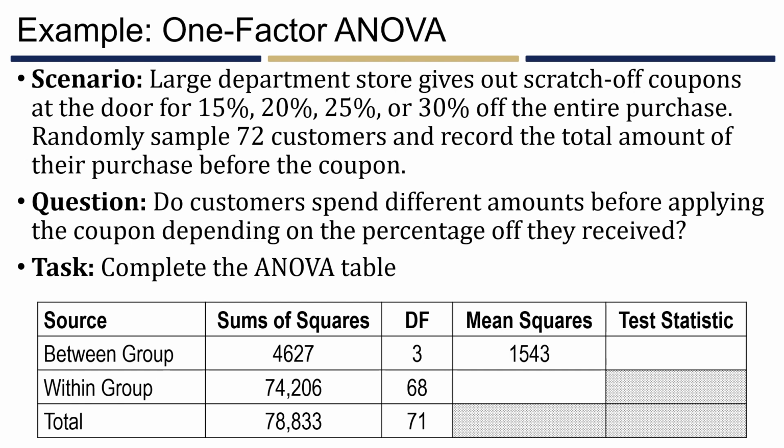Taking the 4,627 for the between group variation and dividing by its degrees of freedom gives us 1,543 for the mean squared treatment. And then taking the 74,206 and dividing by 68 gives us the MSE of 1,091. The ratio of these two mean squared terms will then give us our test statistic of 1.414.